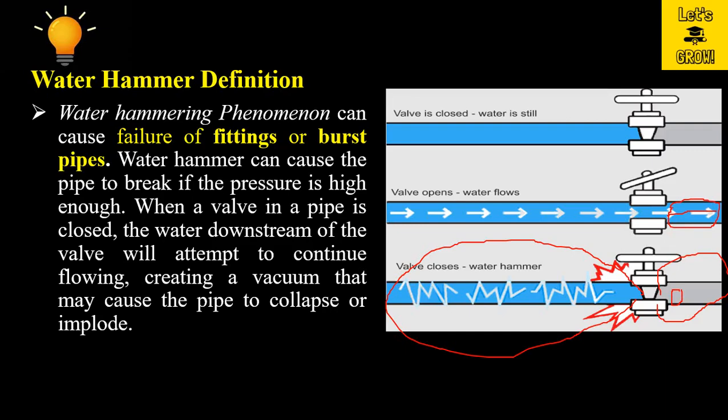Because in the second figure, when the valve is open, the water is present here, but when you close the valve, this present water will start to flow in the downstream direction, and a vacuum will be produced in this particular length of pipe. So due to that vacuum, the pipe can collapse or the bursting of the pipe can be seen.